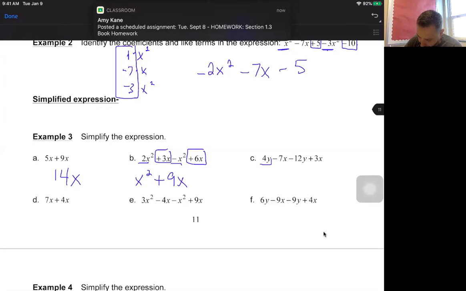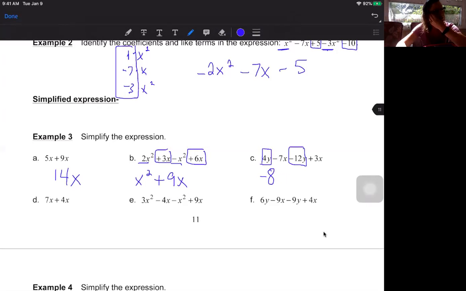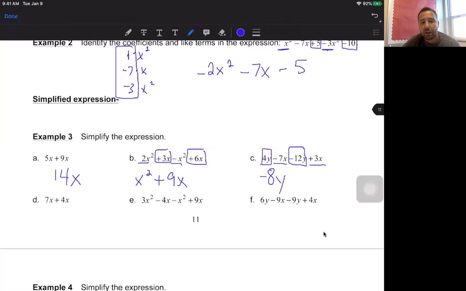So we'll just start with the 4y, and then we have a -12y. So 4y minus 12y. What do we get there? -8. -8. Awesome. -8y. And then we have our x's. We have a -7x and a +3x. 3 minus 7 will give us -4. You get the answer of negative 4x. There are no constant terms on this problem.